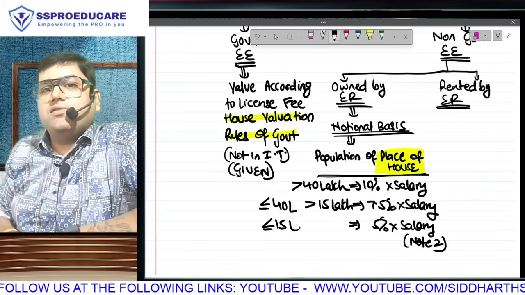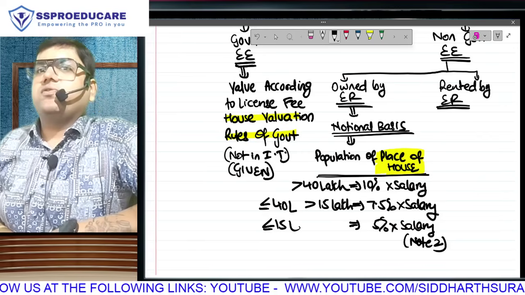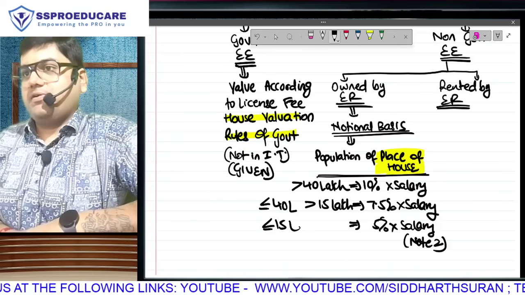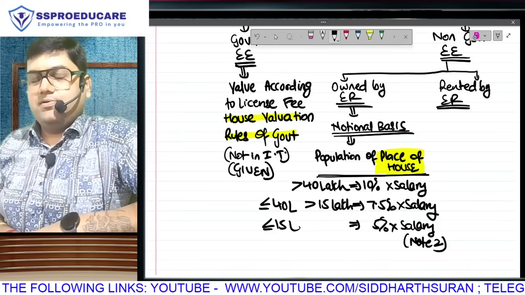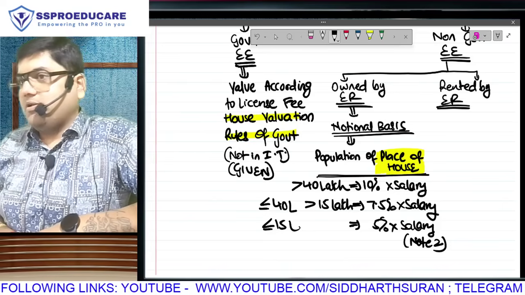notional basis is the only thing that is going to work here, because it's a capital expenditure. We can't make that your perquisite. No other option is available.